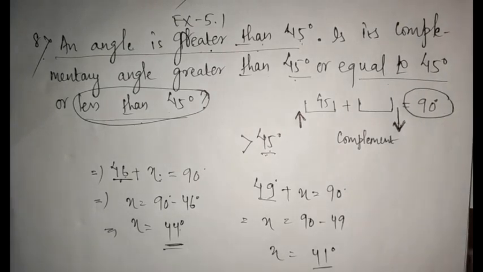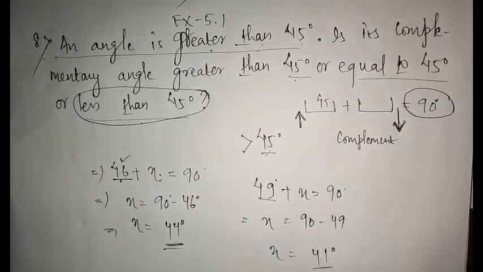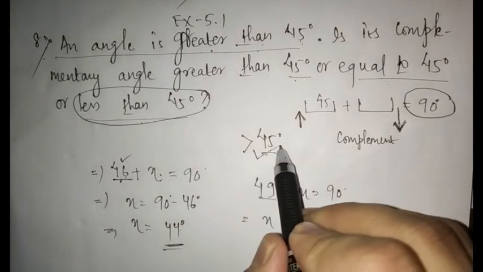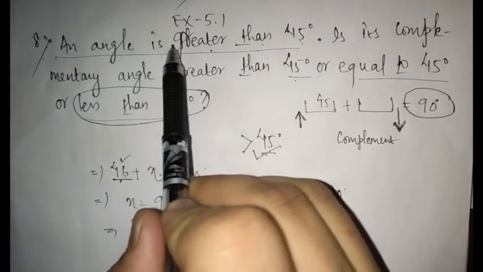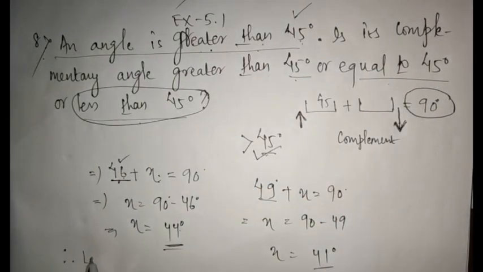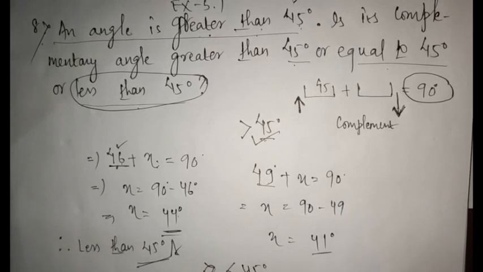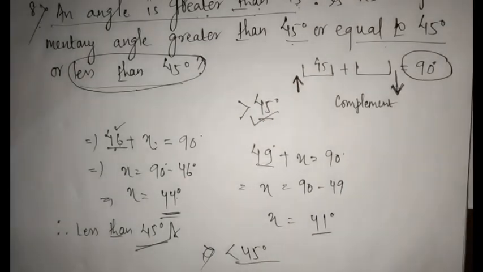Okay, so I hope this is clear to you. You can choose another angle which is greater than 46 or 49, but it should be greater than 45 because our condition is that the angle is greater than 45 degrees. Okay, so your answer, therefore, you can write, less than 45 degrees. Your complementary angle is less than 45 degrees. Alright, I hope you have understood this.